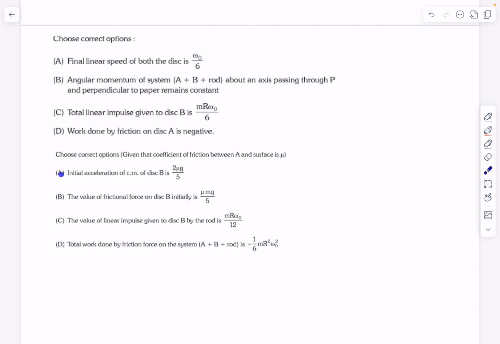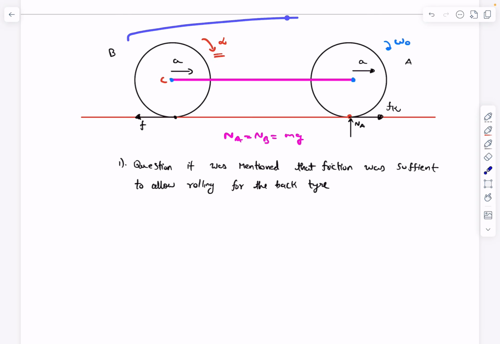Now let's talk about the other options. Here in option A they're asking what is the initial acceleration of the center of mass of disc B and the value of frictional force. This is the initial FBD of the situation, and it's easier to start with this disc because we know it's rolling.